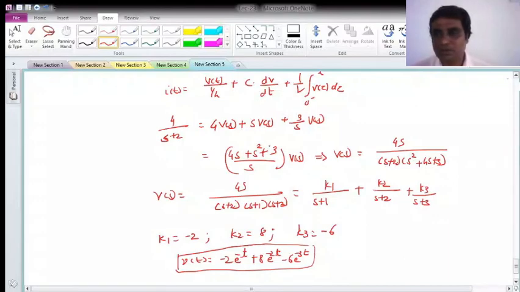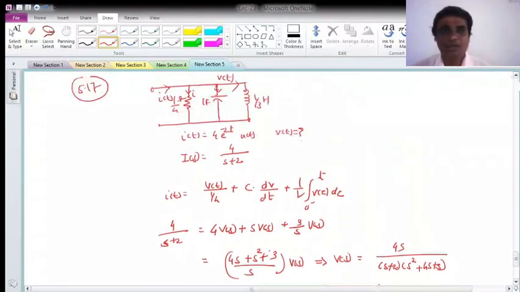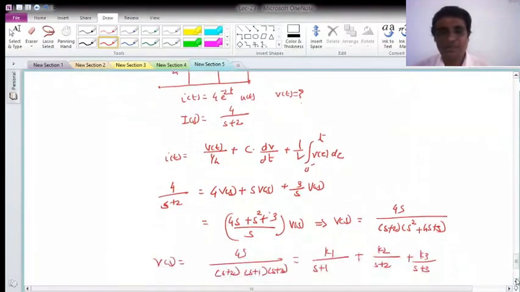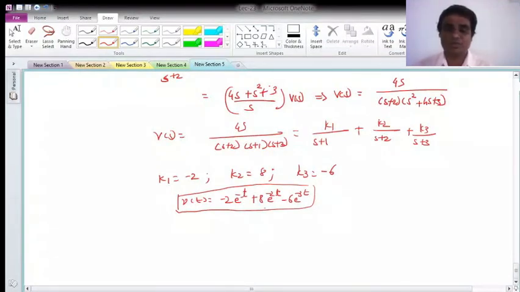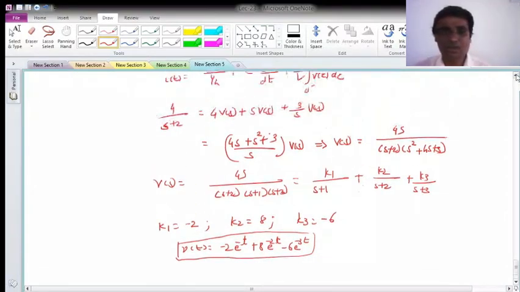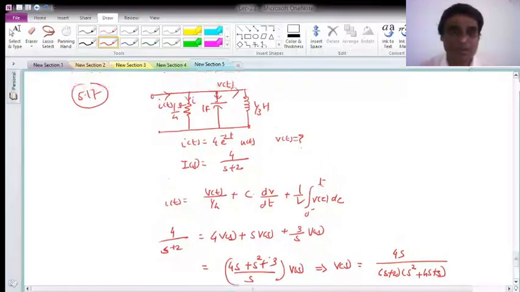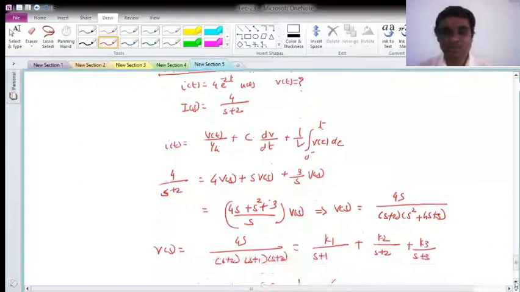This is 5.17. 5.18 is based on the complete response; already we've seen that. 5.17 we have solved. 5.18 is based on the complete response, and 5.19 we solved in the last class.